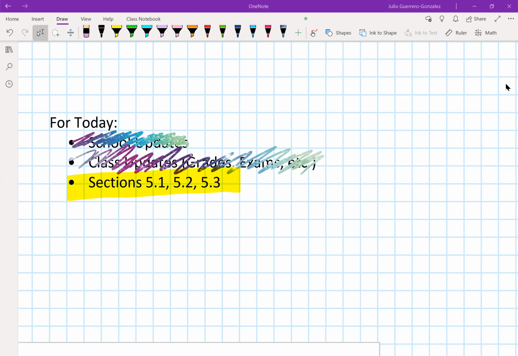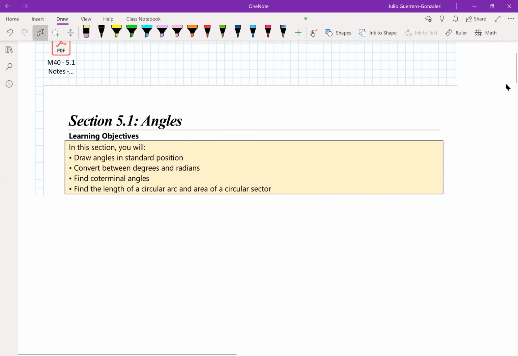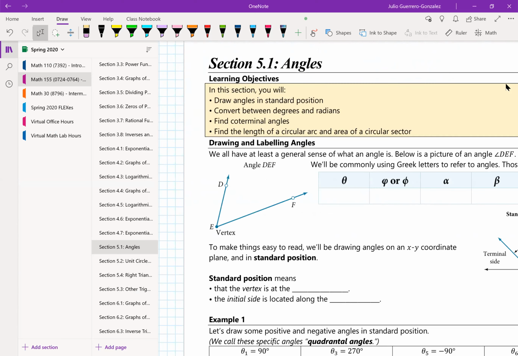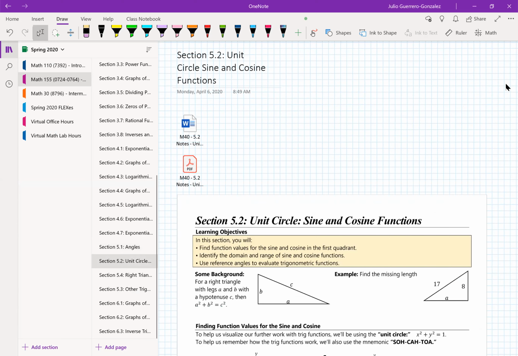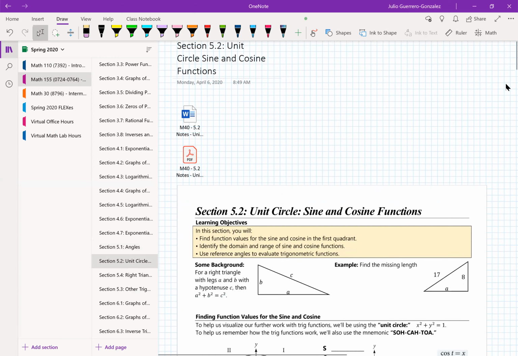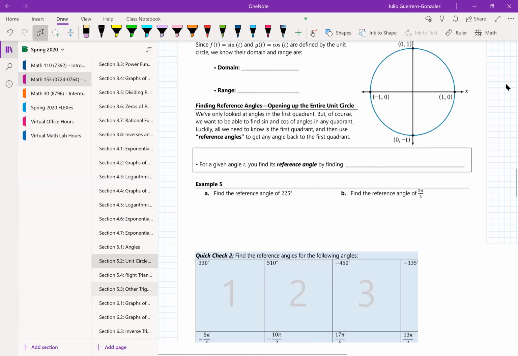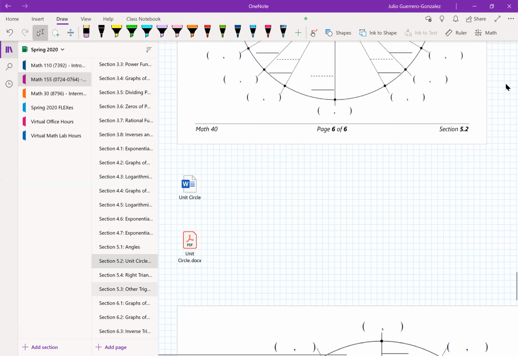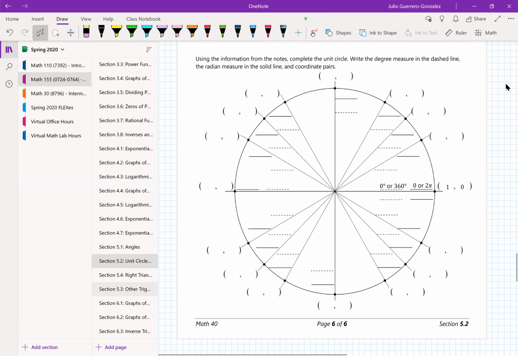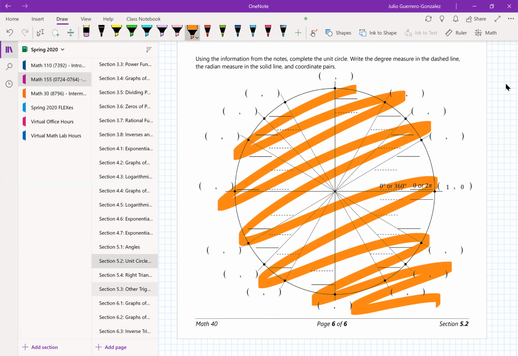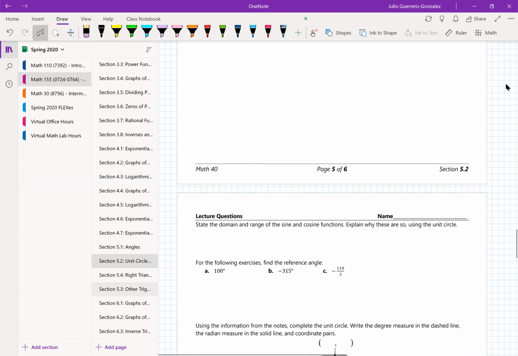And just really quick, let me jump over to 5.2. We're going to cover this section today too, but I'm pretty sure some of you have just printed out 5.1, 5.2, and 5.3. What I want people to print out is this. I'm going to make you fill this out for your lecture questions, right?